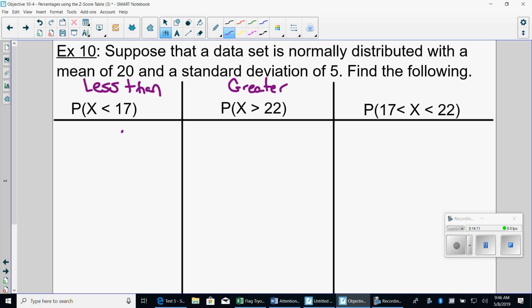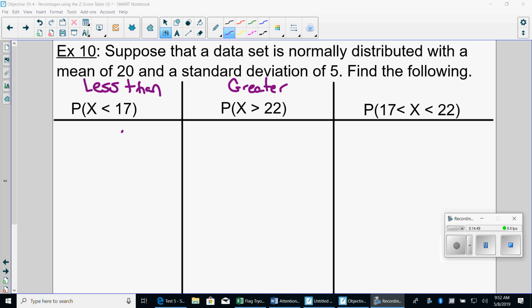Between 17 and 22, you will be just fine because you're already going to find 17 and 22 for that one. Okay, so find me the probability that it's less than 17. Find me the probability that it's greater than 22. And find me the probability that it's between. It's just saying that X could be between those numbers, that your data value could be between. You don't have to solve for X. You're just finding the same questions.